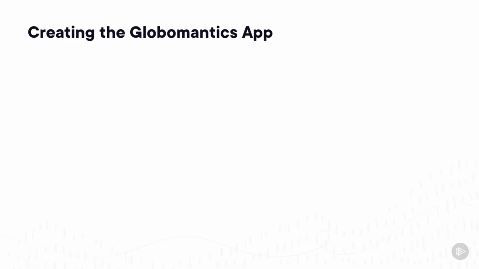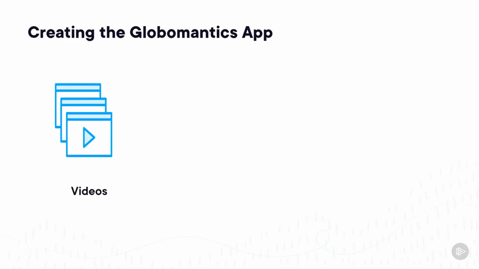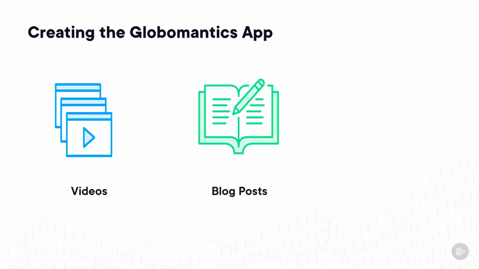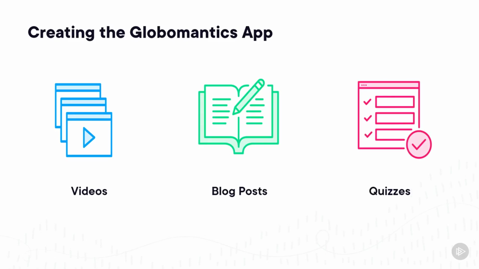In this course, we're going to be building an app for the Global Mantics Corporation. This is a training company that is looking to expand their business with a mobile app. In addition to information about the company, there will be videos explaining the services Global Mantics provides. Blog posts from the Global Mantics site will also be mirrored in the app. There will even be quizzes prospective students can take to determine what courses would be the best fit.